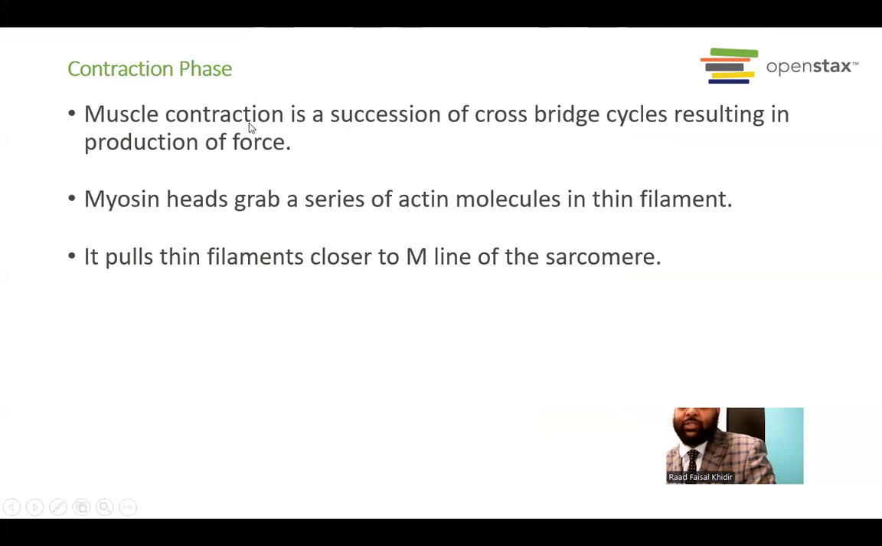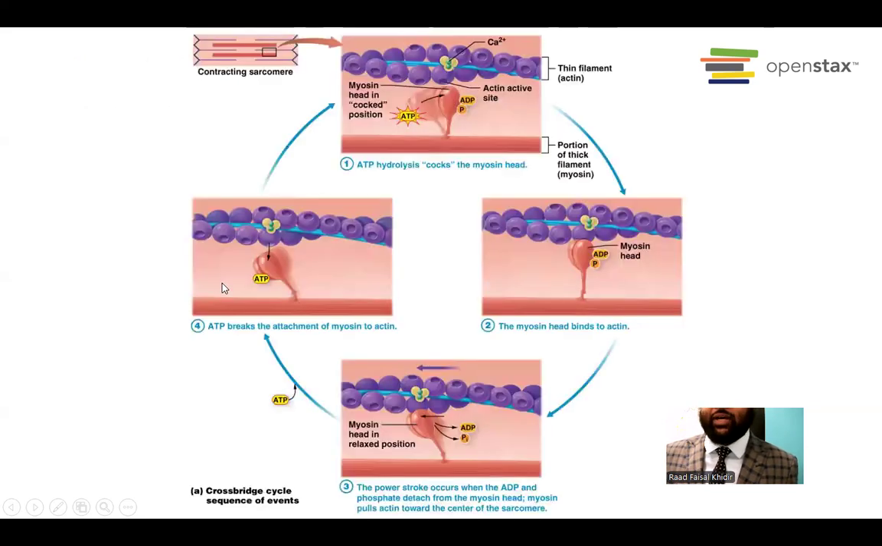We talked about that. Muscle contraction is a succession of cross bridge cycles resulting in the production of force. Myosin heads would grab a series of actin molecules in the thin filament and pull the thin filament closer to the M line of the sarcomere. When troponin binds calcium, now it moves away. So number one, ATP hydrolysis cocks the myosin head.